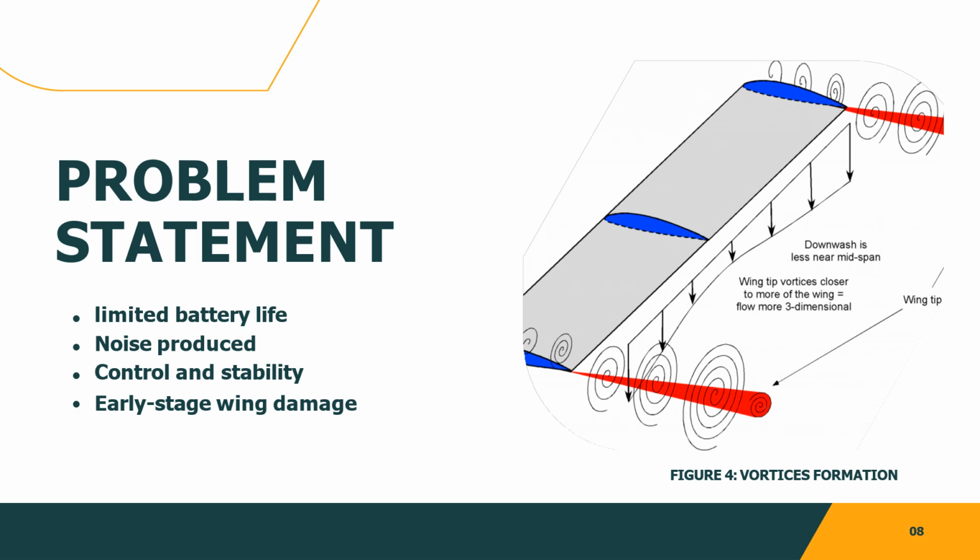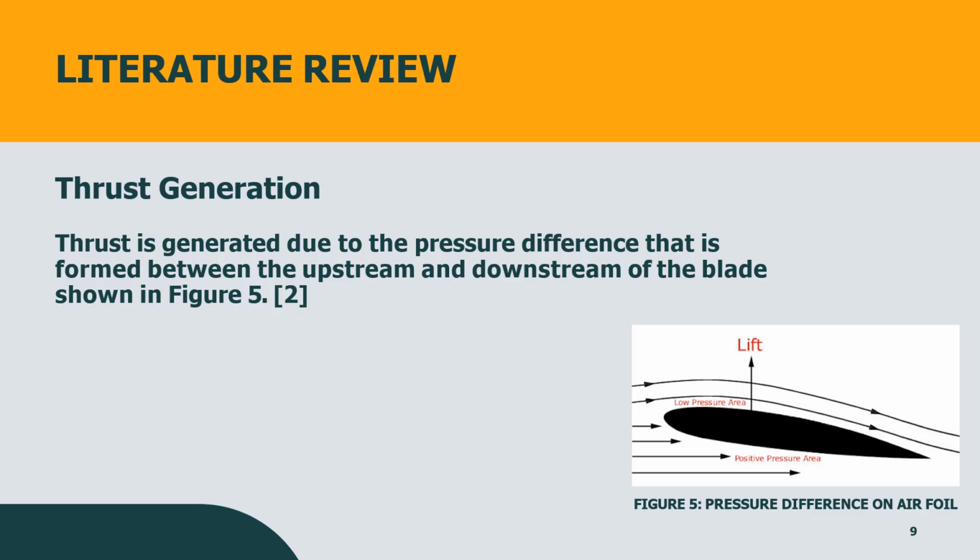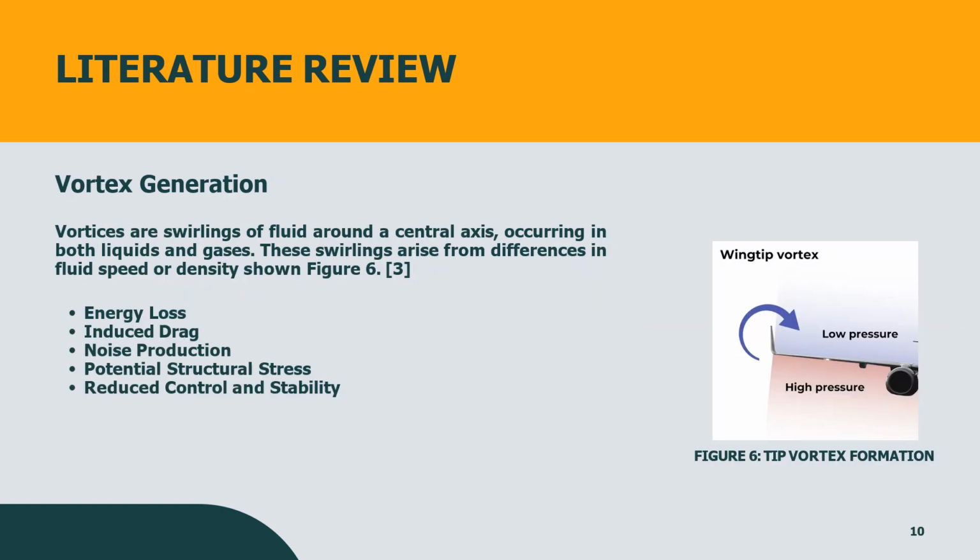Problem statements: limited battery life, noise produced, control and stability, early stage wing damages. Literature review: thrust force is generated due to the pressure difference that is formed between the upstream and the downstream of the blade, shown in figure 5.